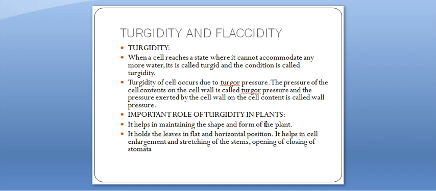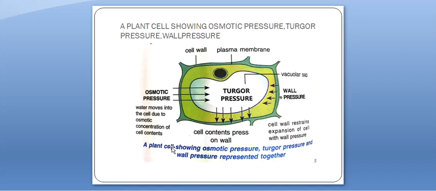What is the important role of turgidity in plants? It helps in maintaining the shape and form of the plant. It holds the leaves in a flat and horizontal position. It helps in cell enlargement and stretching of the cells, and helps in opening and closing of the stomata.